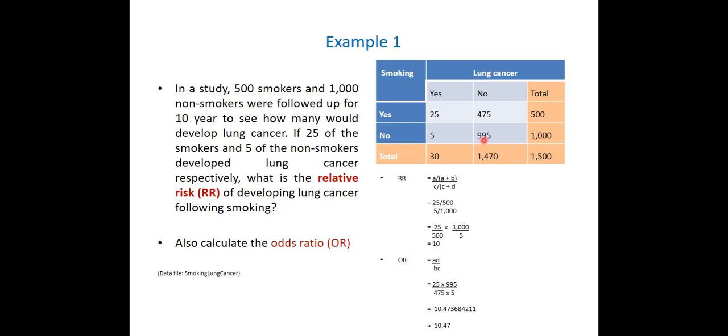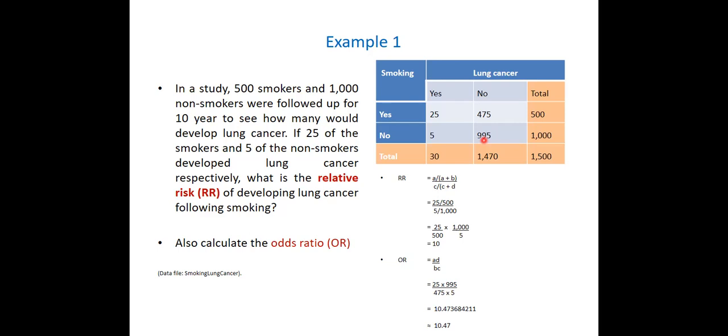Now, what you see in the cells, the concordance cells: 25 and 995. The 25 are the people that smoke and developed lung cancer. 995 are the people that don't smoke and don't develop lung cancer. Then 475 are the people that smoke and didn't develop lung cancer. And 5 are the people that didn't smoke and developed lung cancer.